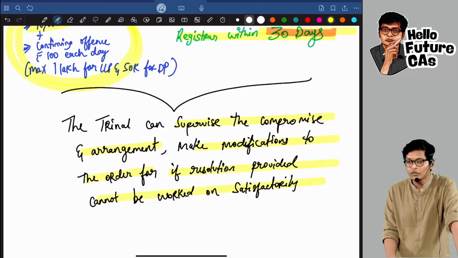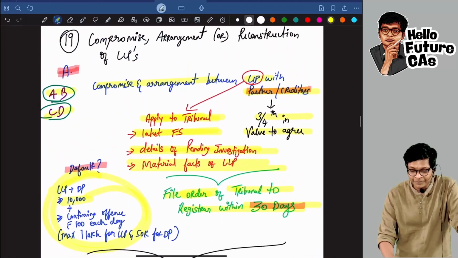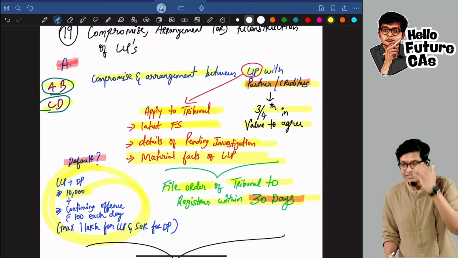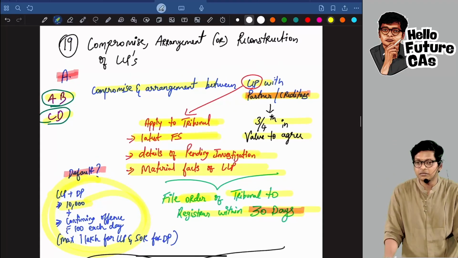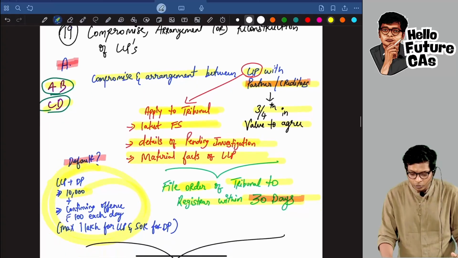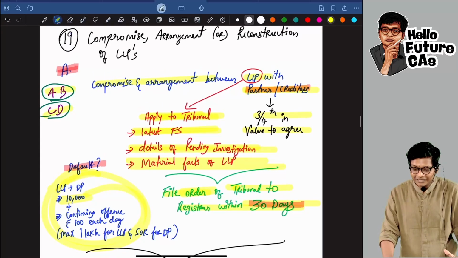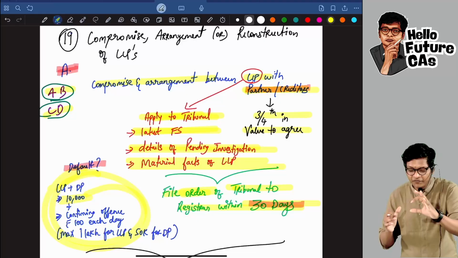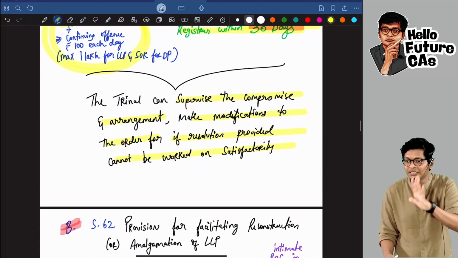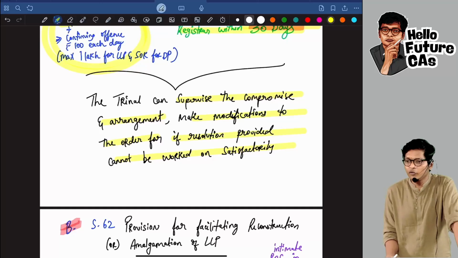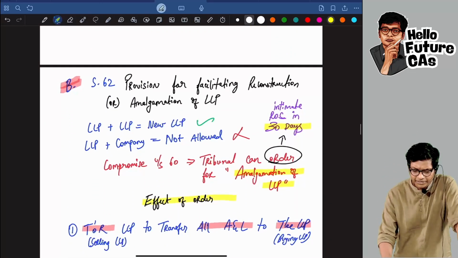Hello, all of you with me? New concept, so I'm taking time. Simple. You go read this in the study material. I will challenge you, guys. Go read this in the study material or anywhere else. I might have taken time for LLP, but look how simple the notes are. When this comes in the exam, you know what to write: 3/4, 30 days. What are the attachments? Tribunal can change the order. That's it. Simple notes, guys. Are you following? Clear? Next.